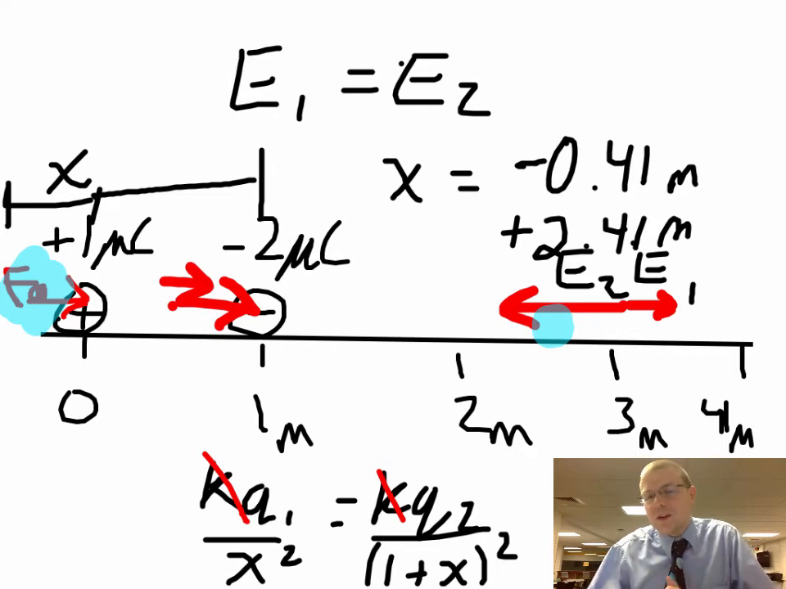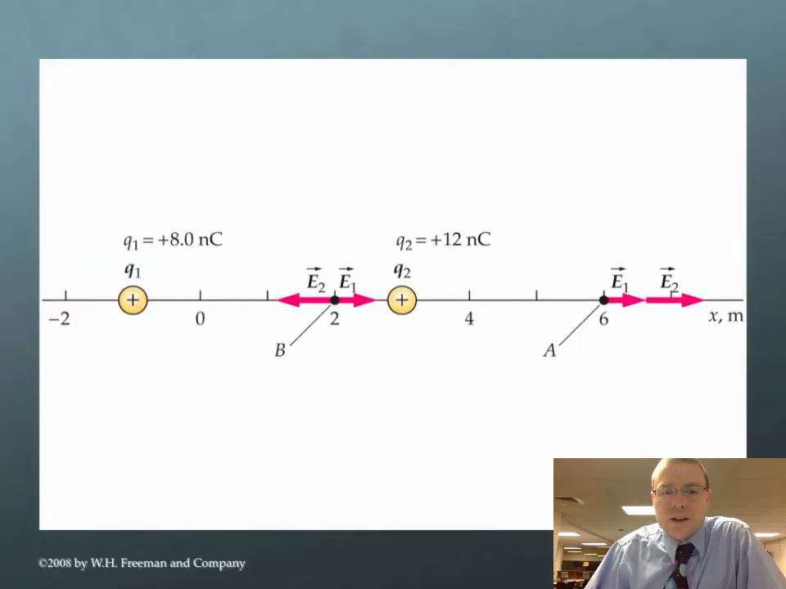But what if we didn't worry about just cancellation? What if we wanted to know just how strong the electric field was at certain locations? So taking this, we've got two positive charges, one at 8 nanocoulombs and one at 12 nanocoulombs, and you can see the distance markers down below. So they've got two locations there. They've got location A and location B. Let's calculate the electric field strength.